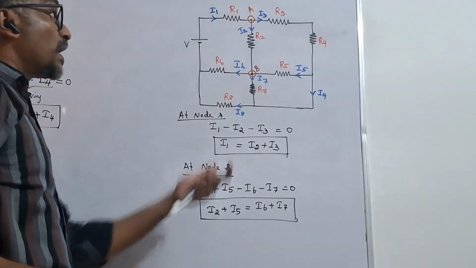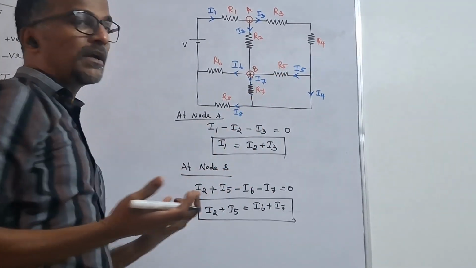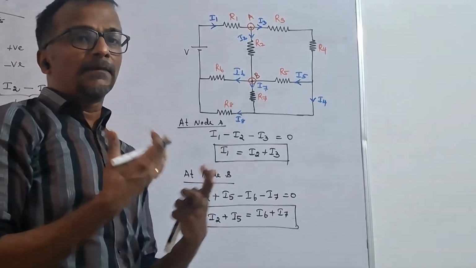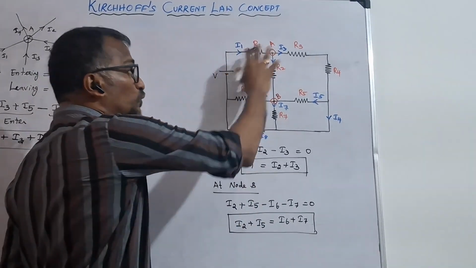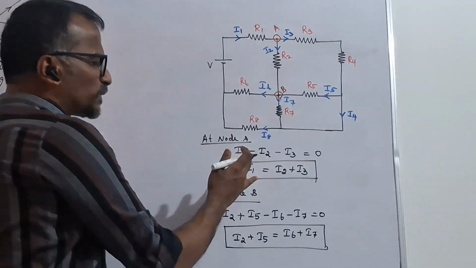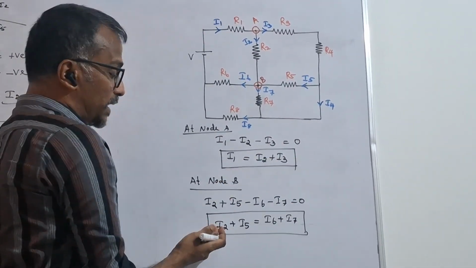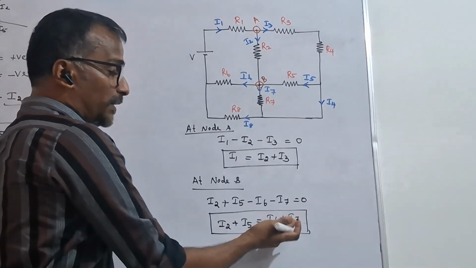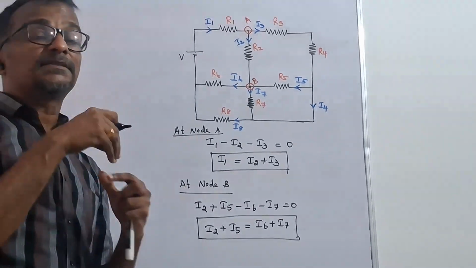Here we have considered only nodes A and B. We can use other nodes as well. We already know that where two or more elements are connected at a particular point, that is called a node. So you can choose any node. Now if you see, I1 equals I2 plus I3, and I2 plus I5 equals I6 plus I7. All these currents are branch currents, right?